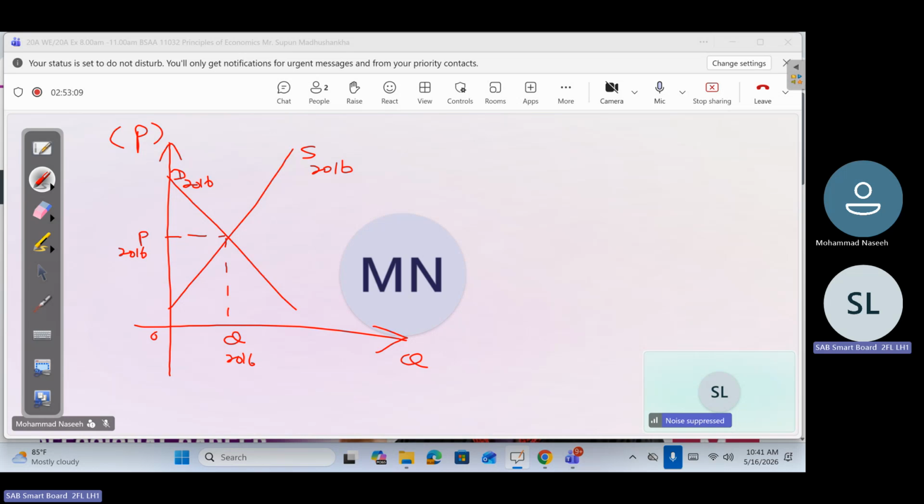This is the 2016 situation. Air travel market 2016.